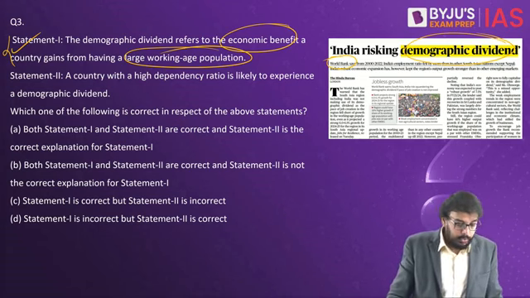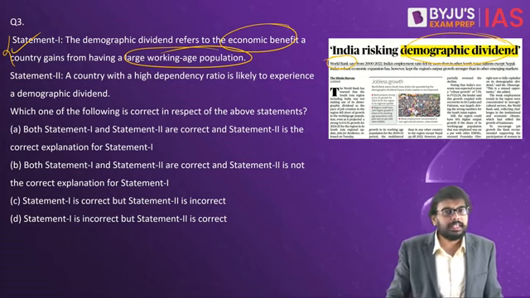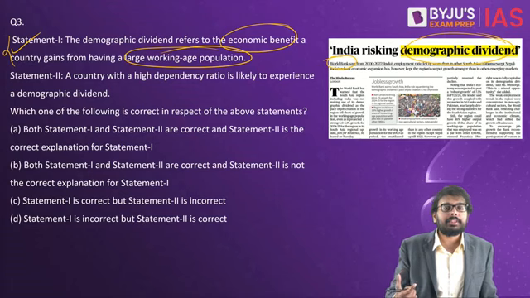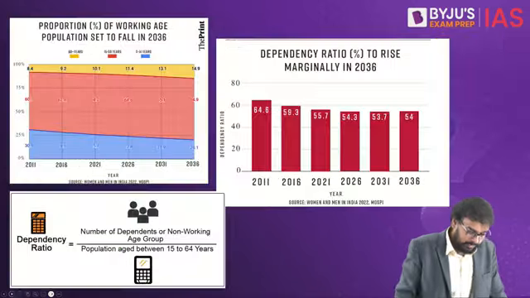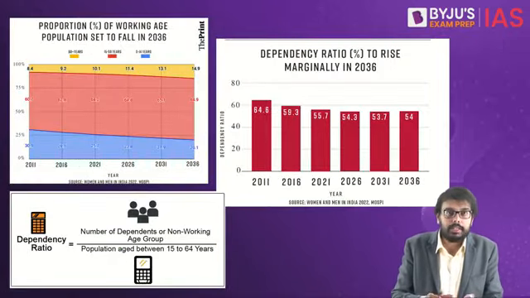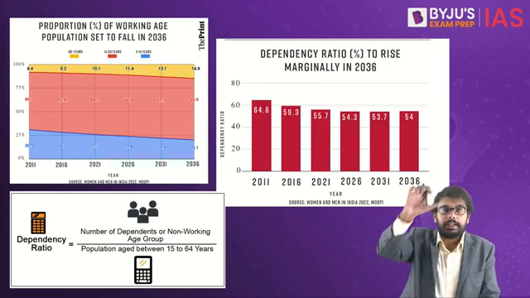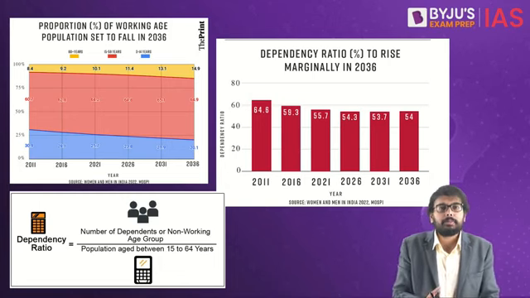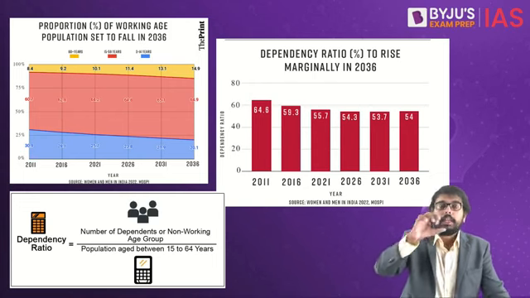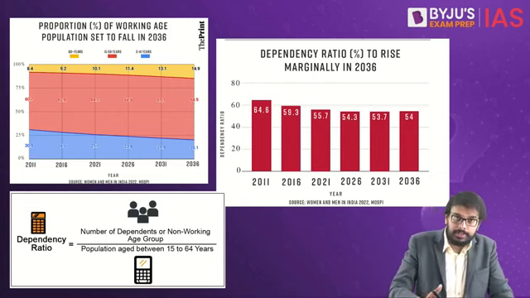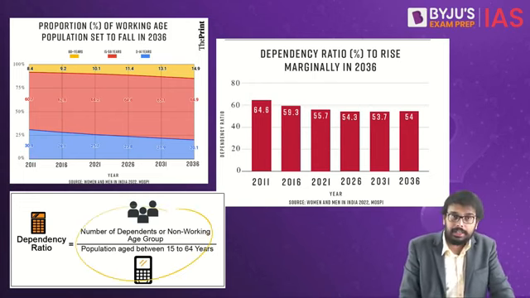So what about statement 2? A country with a high dependency ratio is likely to experience demographic dividend. Is it true? By the way, what is dependency ratio? The equation is the number of dependent population, who are your 0 to 15, the kids, and the elderly people. They are dependent because they cannot earn and cannot go to work. The dependent population divided by the non-dependent, or the people who are of working age. So this is the equation of dependency ratio.